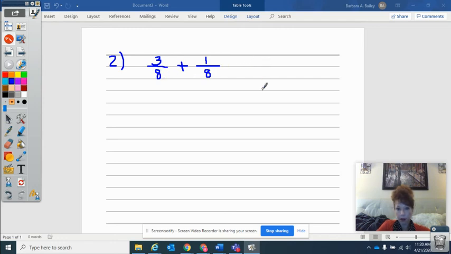All right, so we're going to write this. We're going to rewrite it going vertically, up and down. So I've got 3/8. And I'm going to add to that 1/8.